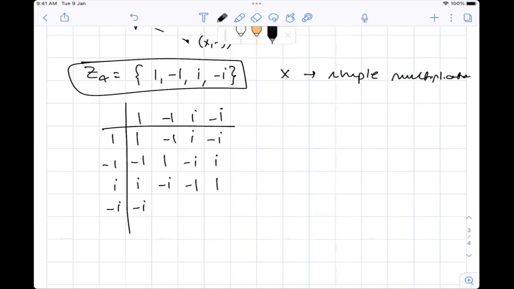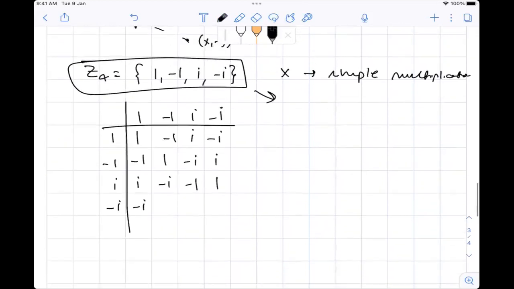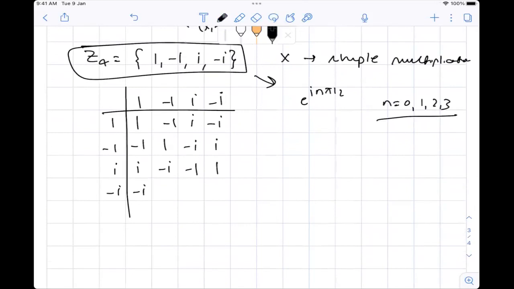Fine. And so on. As you can see, if you multiply two elements of this set, you will again get something in the set. I can also give a physical meaning to this. If you think about it, it's just equal to i to the power n times pi by 2, where n is equal to 0, 1, 2, and 3. So this is equal to this. And what does it physically mean? It is the rotation of a square.